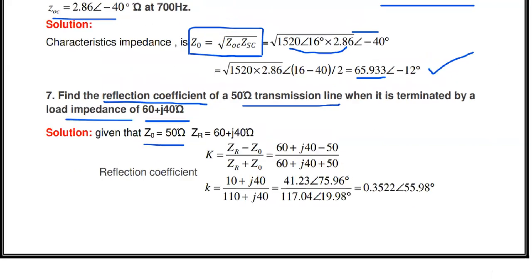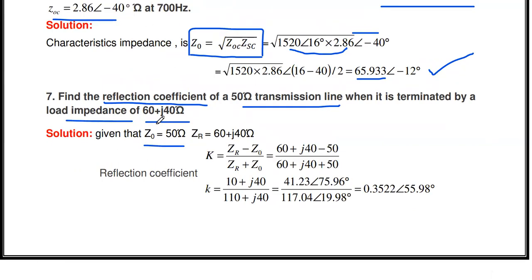Okay, then ZR, the load impedance. Load impedance means ZR or ZL. So ZR is equal to 60 plus j40 ohm. Okay, so the question is that we have to find the reflection coefficient. So what is the formula for the reflection coefficient? Already we discussed the reflection coefficient in the previous video.